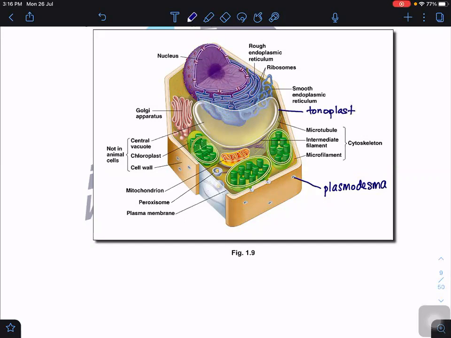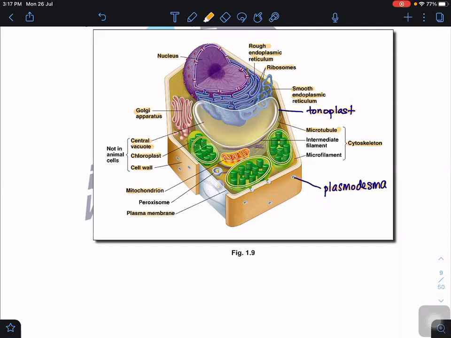In this diagram, the structures that we need to know are: nucleus, as usual, rough ER, smooth ER, Golgi apparatus, ribosome, mitochondria. Okay, and then in this case we have the chloroplast. And then we do have the plasmodesmata on the cell wall, and you have the vacuole, which is surrounded by tonoplast. Okay, cytoskeleton, we focus on the microtubule. Then the last one, plasma membrane.